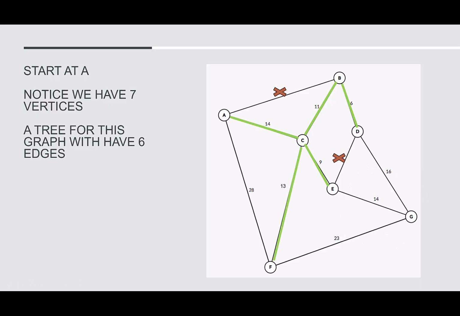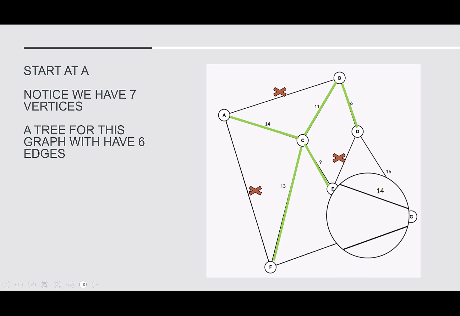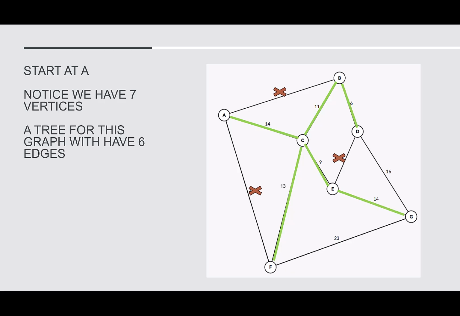should select 13. If you wanted to, you could get rid of the 28 connecting A to F because it would form a circuit. So looking at our remaining edges of 23, 14, and 16, we can see 14 will connect E to G and give us a spanning tree.